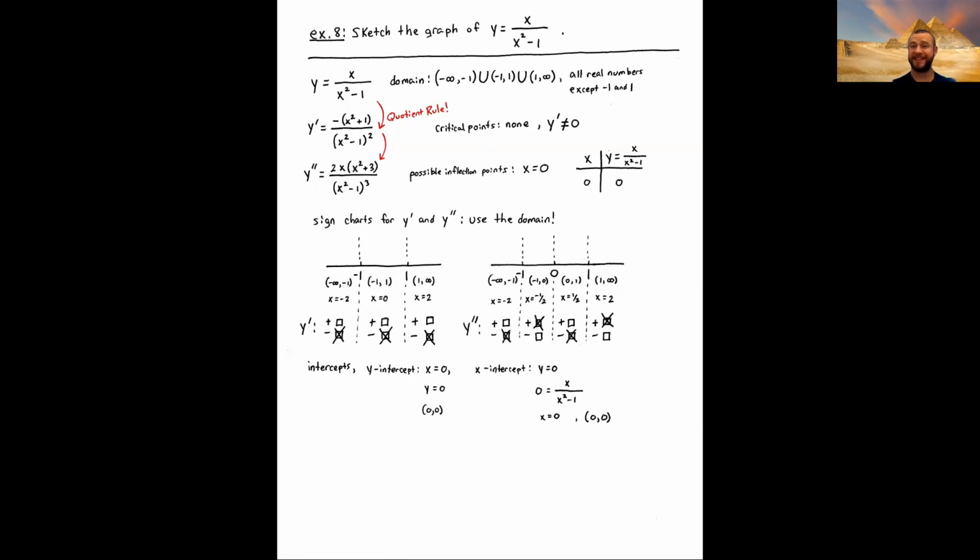We're going to want to check the intercepts. You should find that you get a y-intercept of 0, 0, and the x-intercept is the same thing. So we have a single simultaneously x and y-intercept at 0, 0.